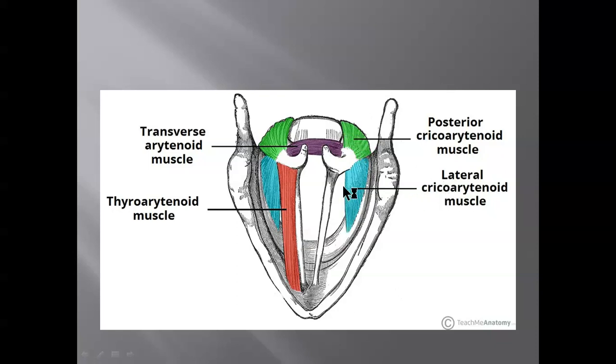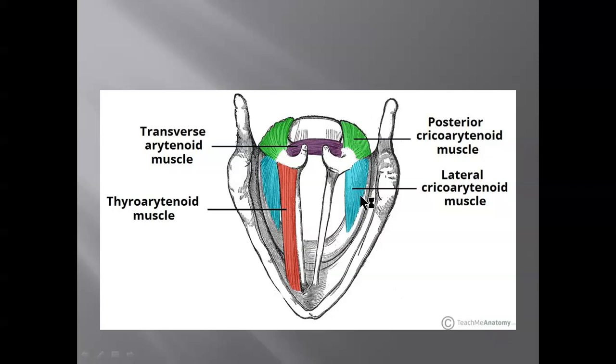The rest are the lateral cricoarytenoid muscle over here, the thyroarytenoid muscle over here, and the transverse and oblique arytenoids, which are not shown here. The lateral cricoarytenoid, transverse and oblique arytenoid muscles are the adductors. The main adductor is the lateral cricoarytenoid muscle, which narrows the vocal cords.